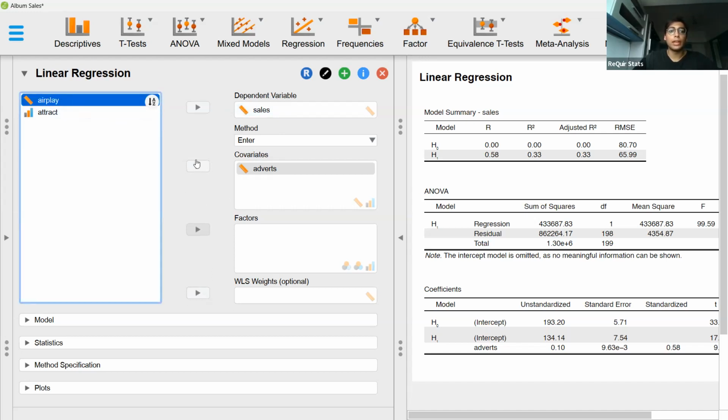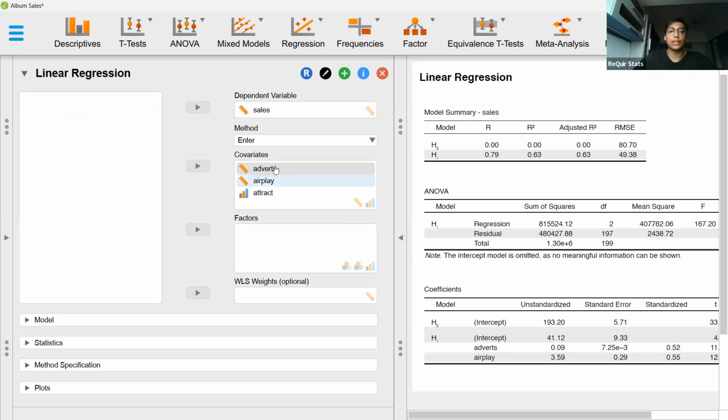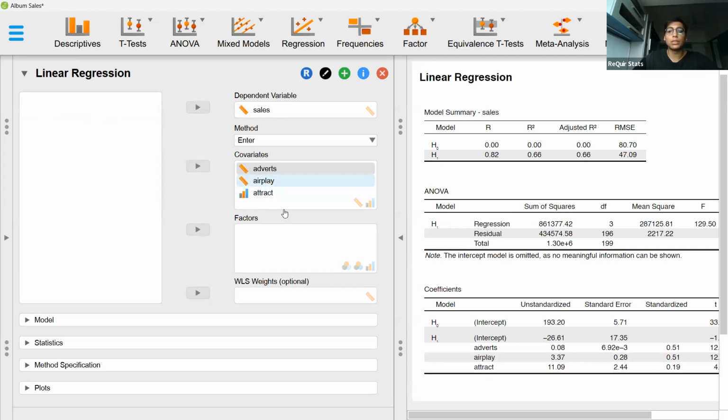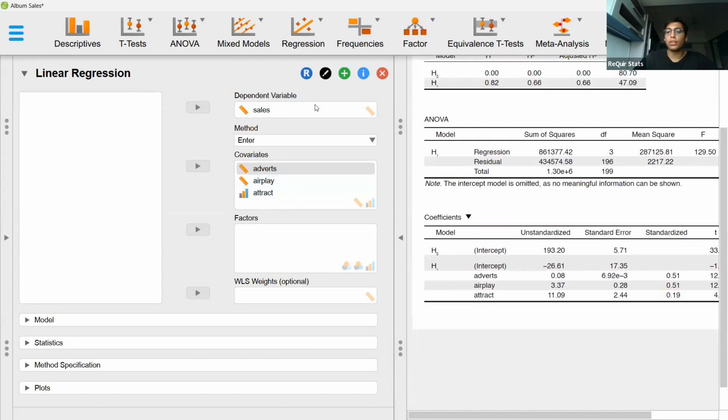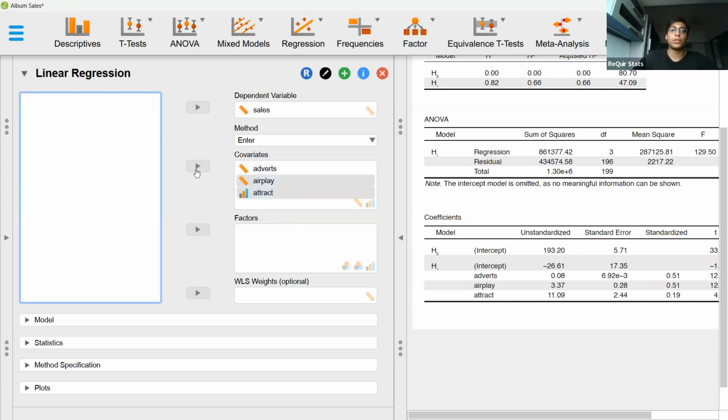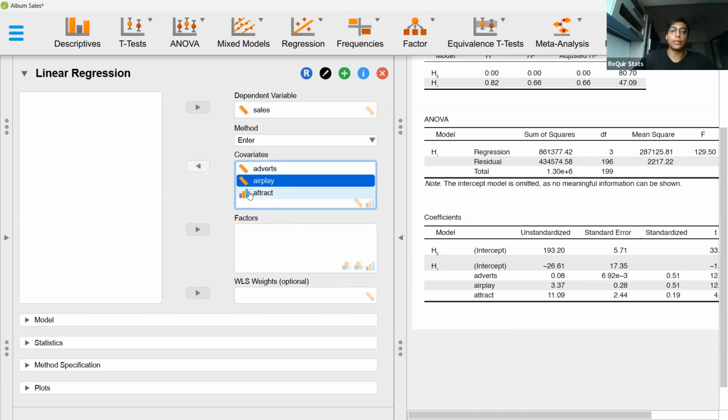So now if I put airplay as well as attract in all of them, all three of these variables into the covariates box, I have simultaneous comparisons or predictions with the dependent variable. However, these predictions are conditional. The condition is that the other covariates or other factors need to be kept constant at a certain value. So it is a little difficult to understand. That is why I'm not going to talk about that today.